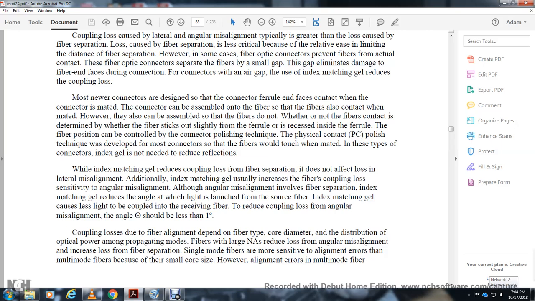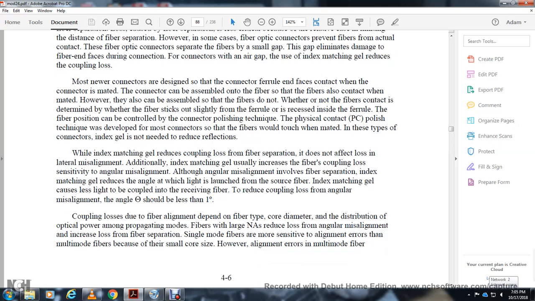With index matching gel, reduced coupling loss from fiber separation does not affect the loss from lateral misalignment. Index matching gel will usually increase the fiber coupling loss sensitivity to angular misalignment, and other angular misalignment is involved with fiber separation. Index matching gel reduces the angle of the light matched to the source of the fiber. Index matching gel allows less light to be coupled with the reflective fiber to reduce the coupling loss from angular misalignment. Angle should be less than 1 degree.